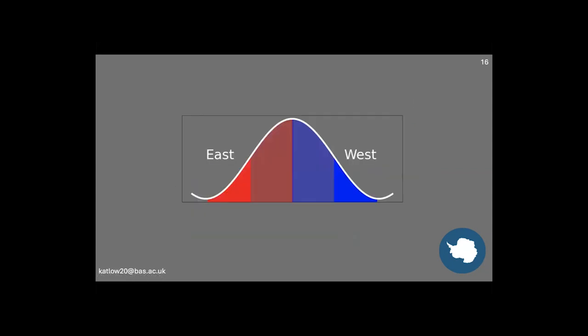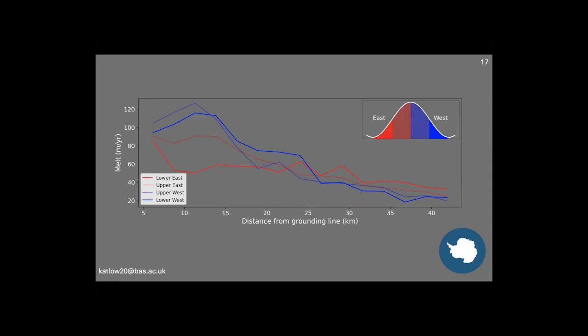And what we're going to do is take this channel and split it into four sections. So we have our upper east, our lower east, our upper west, and lower west. And we're going to calculate the melt within each of those sections, and have a look at how that changes as we move downstream away from the grounding line.